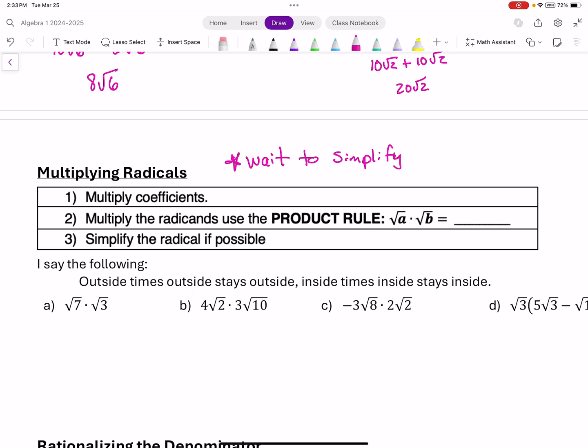So we're going to start by multiplying the coefficients. These are the numbers outside. So you multiply them together. Then you multiply the radicands together by putting them together under the radical. And then we simplify if possible. So I always like to repeat: outside times outside stays outside. Inside times inside stays inside.